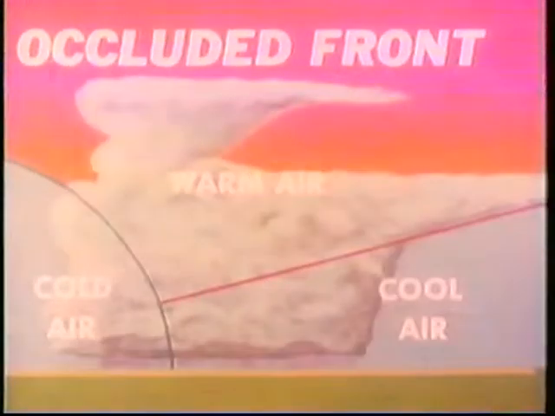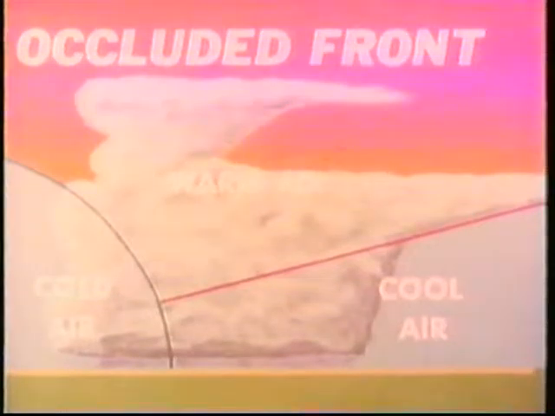An occluded front develops when a cold front meets a warm front and lifts it very high. The resulting weather may resemble that of both a warm and a cold front. Sometimes a cold or warm front stands still until it moves. It is called a stationary front.